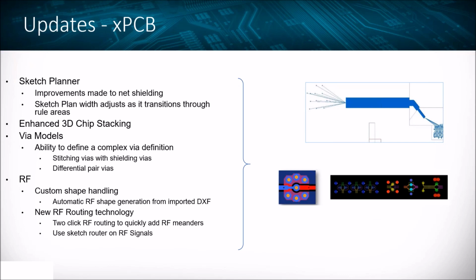Also with Xpedition, RF has been enhanced. We have the ability to import DXF, and the RF engine will automatically create that as an RF shape, which really reduces the time to go ahead and get started with your RF routing. Also, RF routing has been improved with 2-click RF routing to add RF meanders, and we can actually use the sketch router on these RF signals. Okay.